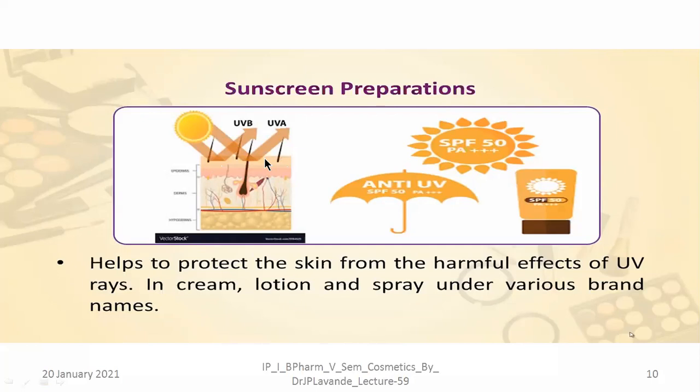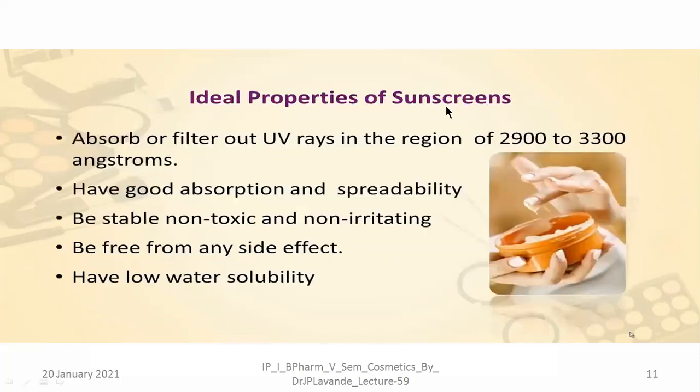The ideal property of sunscreen preparations is that they should absorb or filter out UV rays in the range of 2900 to 3300 angstrom. They should have good absorption and spreadability. They should be stable, non-toxic, non-irritating, and free from any side effect, and they should have low water solubility. Low water solubility is needed to avoid their washout by perspiration, by the sweat that is formed. That's why these products should have low water solubility, or be water impermeable.